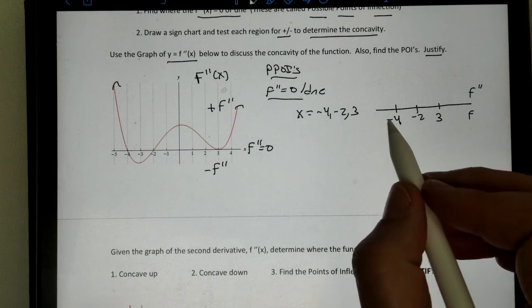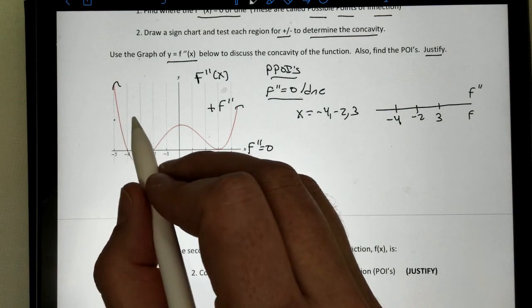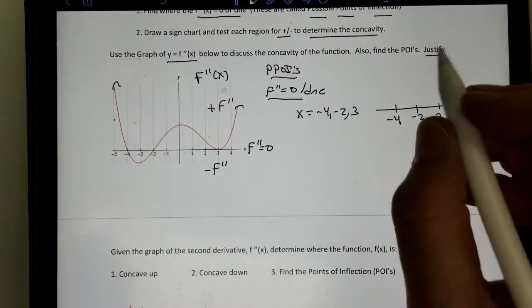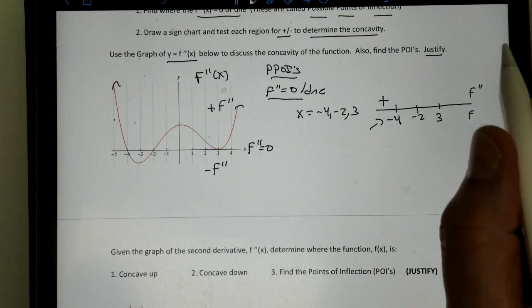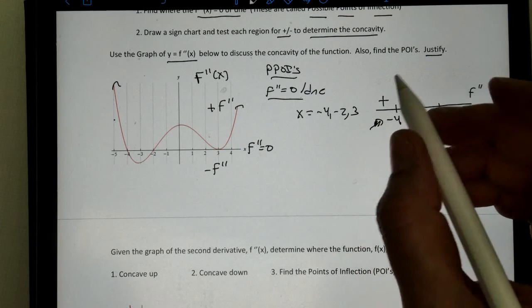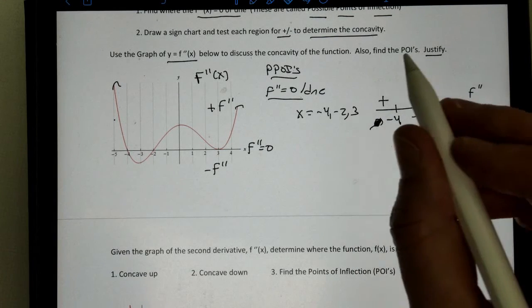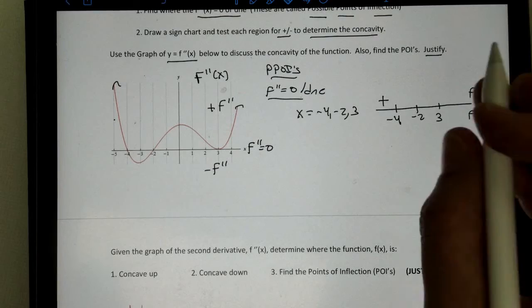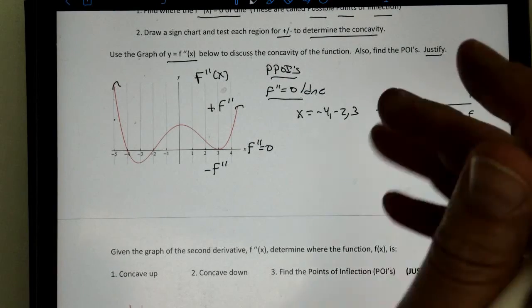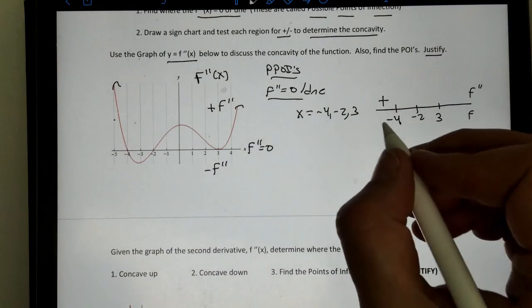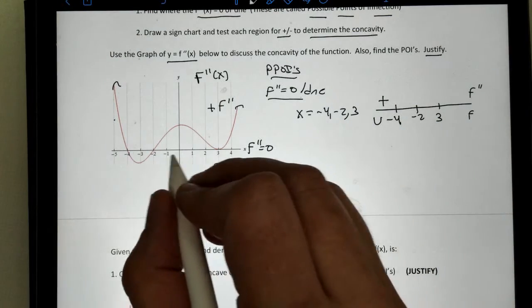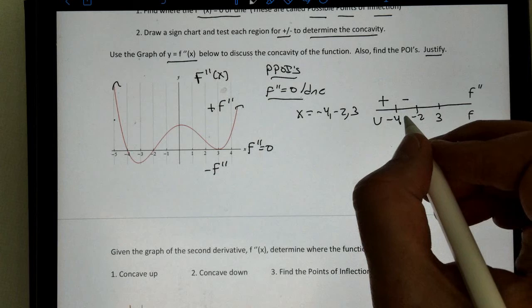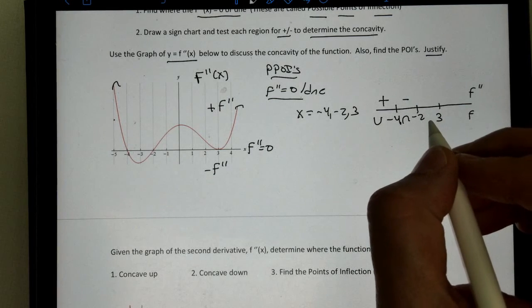Ready? Before negative 4, look, we're above the x-axis. That is telling me that the second derivative is positive. Now, in the first derivative test, we said going up. But in the second derivative, we're talking concavity. So we're going to show concave up. Well, what does concave up look like? It looks like a U. So it's going to look like this. That's concave up. Between negative 4 and negative 2, we're below the x-axis. So it's negative. That's concave down.